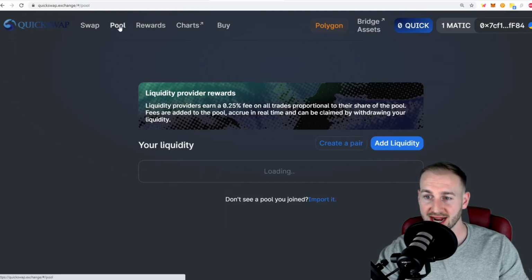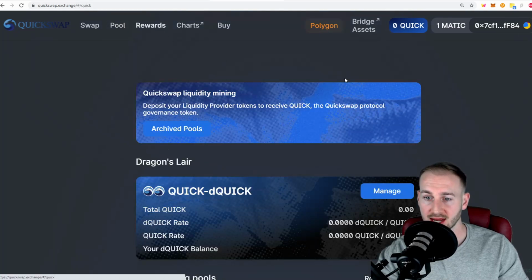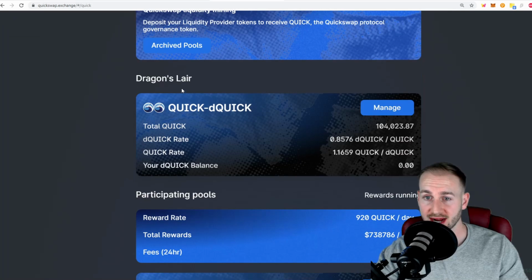In the pool section here, this is where you can see the information. 0.25% of all trade fees go to liquidity providers proportional to their share. But how can we see what the APYs are for the various pools? Well, we click the rewards tab up here. From here, we have the Dragon's Lair. This is somewhere where you can stake your Quick tokens. This will be the subject of another video.